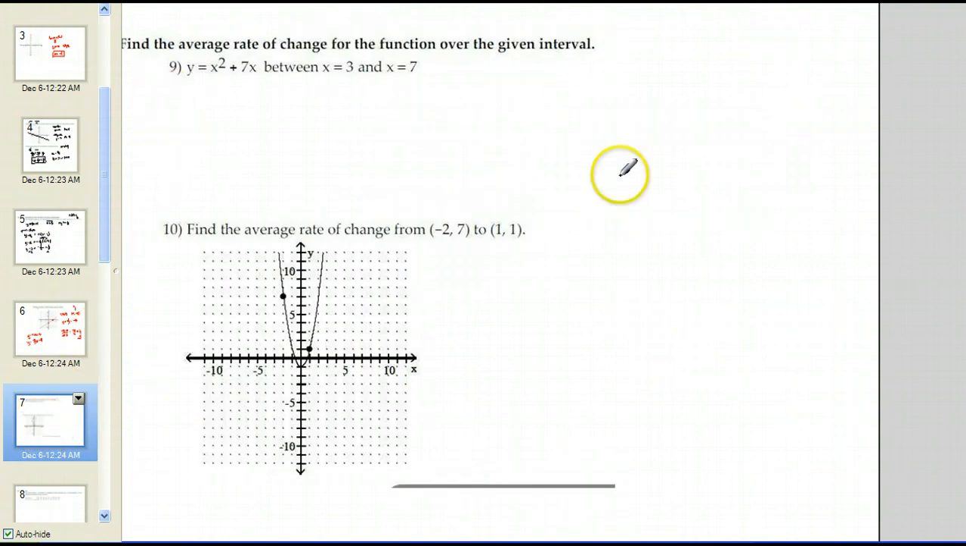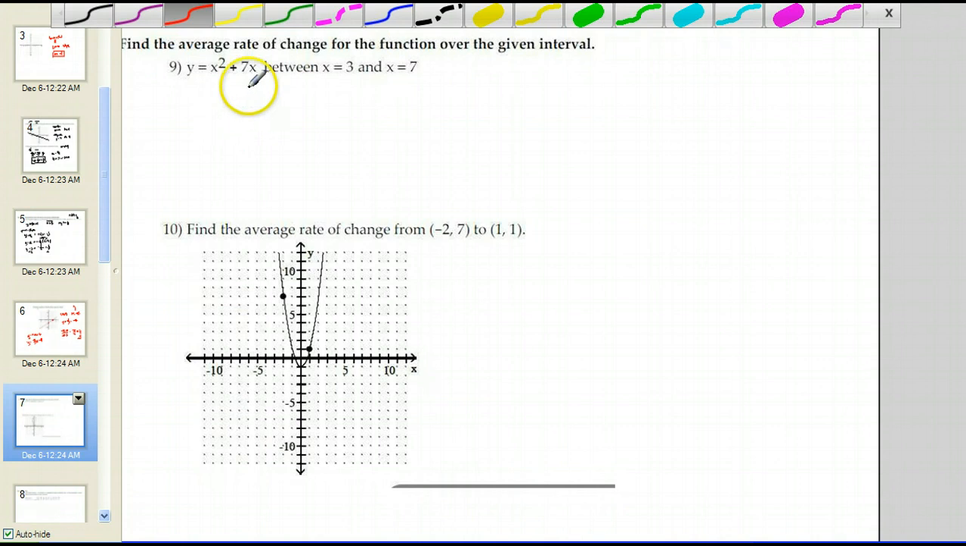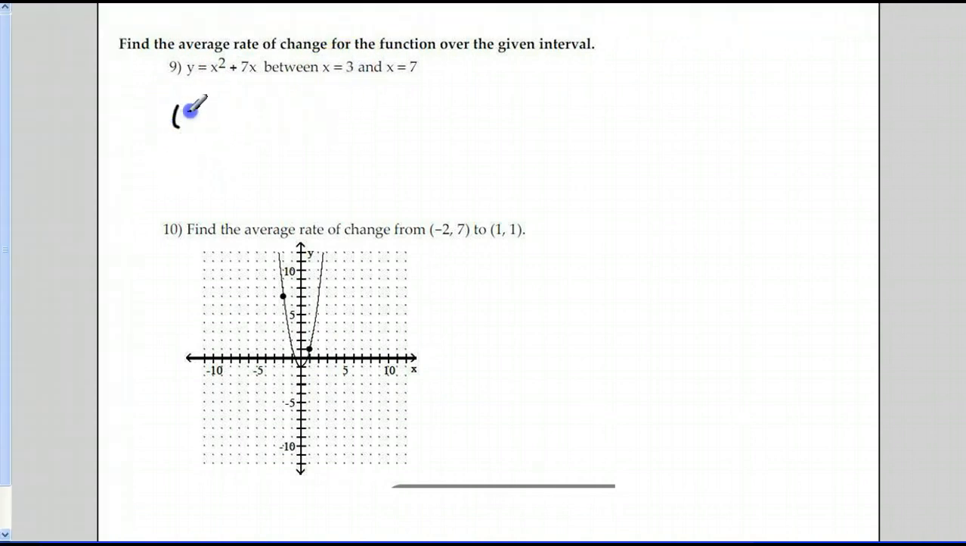Alright, find the average rate of change of the function over this given interval. Okay, x squared plus 7x between x equals 3 and x equals 7. So when you're doing this, you need to find the outputs. You need to find the y's at these x's. So plug in 3 into this, and you get 3 squared plus 7 times 3. That equals 9 plus 21, which equals 30. Okay, that's like your y1, and this is like your x1.